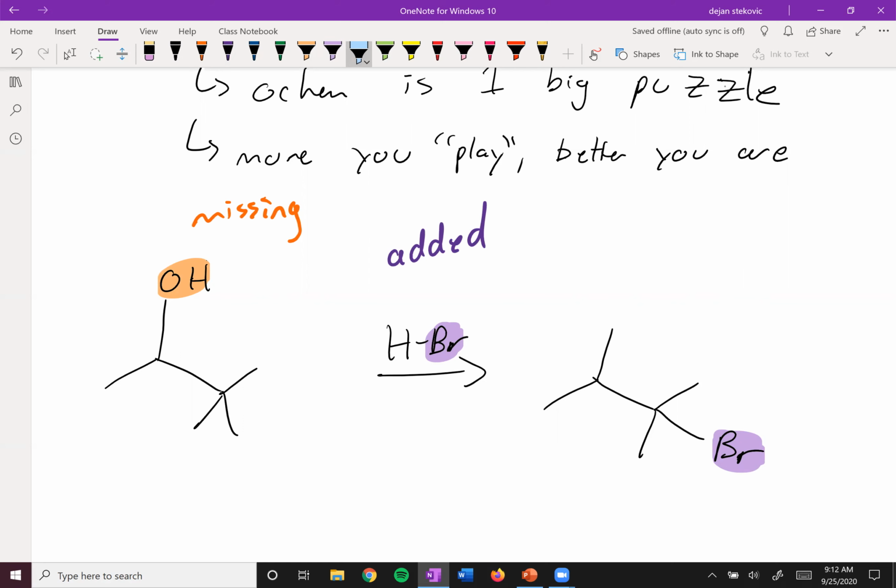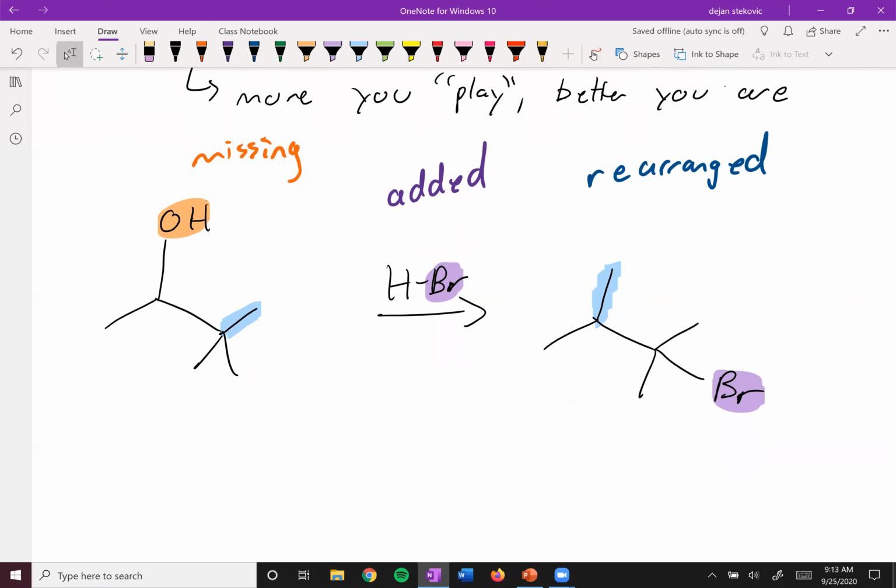And then finally, there's one thing that you may not have noticed. This carbon over here has 3 methyl groups, whereas in the products, it only has 2 methyl groups. And this carbon over here has 1 methyl group, whereas in the products, it has 2 methyl groups. So this methyl group went from the right side over to the left side. It must have gotten rearranged.